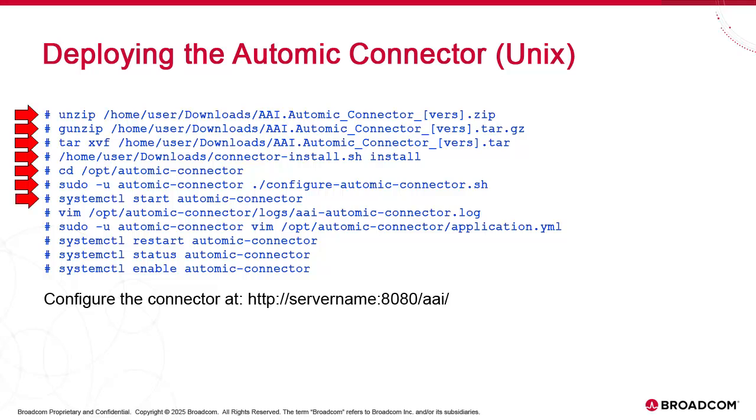Start the service, check the log for messages, update application.yml as needed. Restart the service if you have made changes to application.yml. Check the status of the connector. Set the service to auto-start at boot. Finally, configure the scheduler connector in the Web UI.